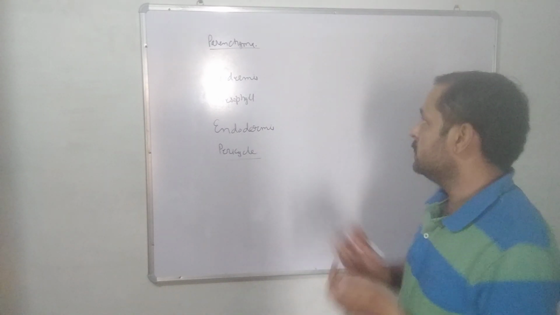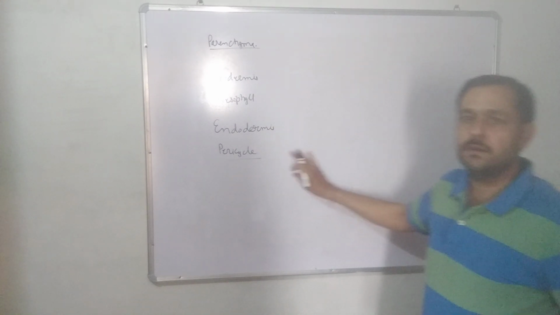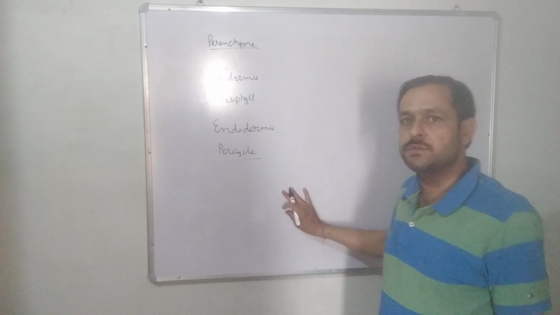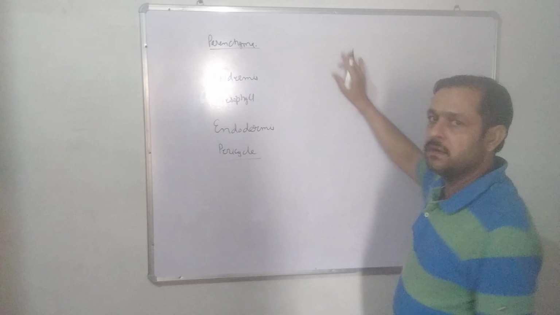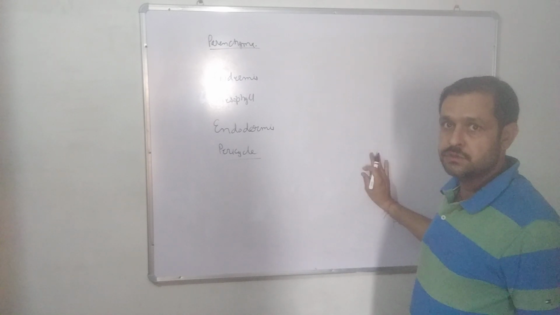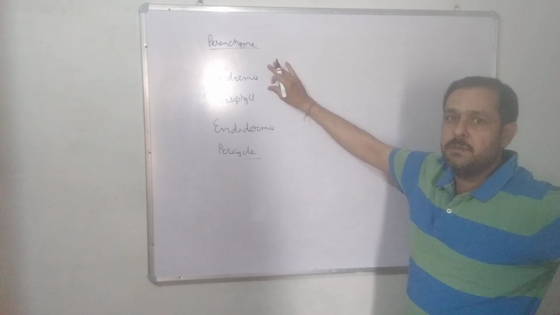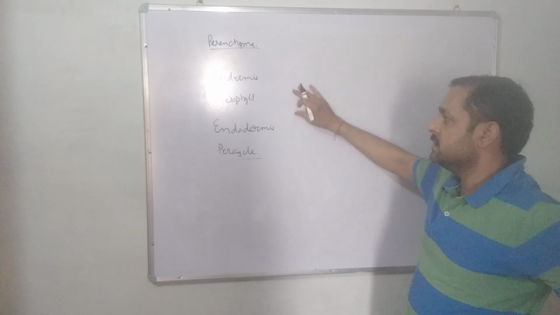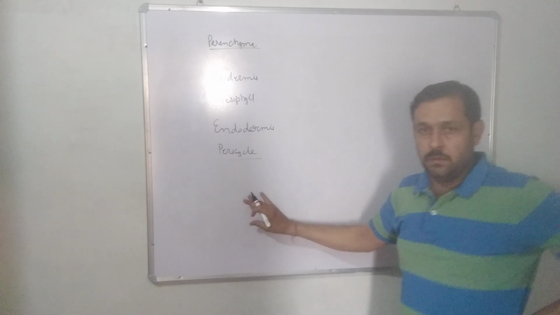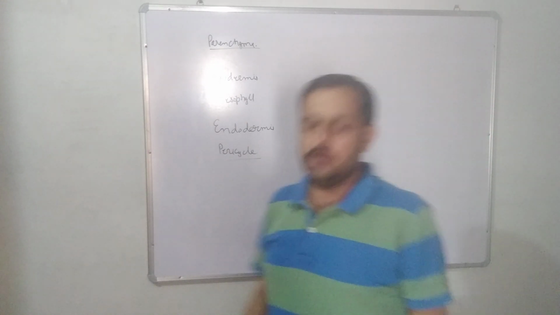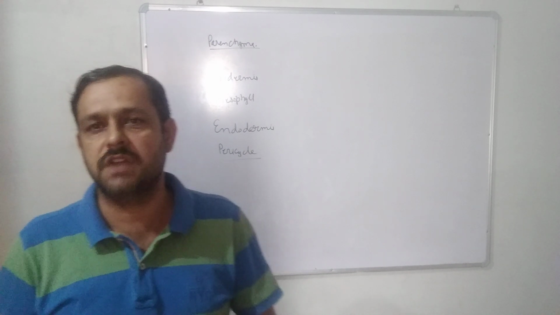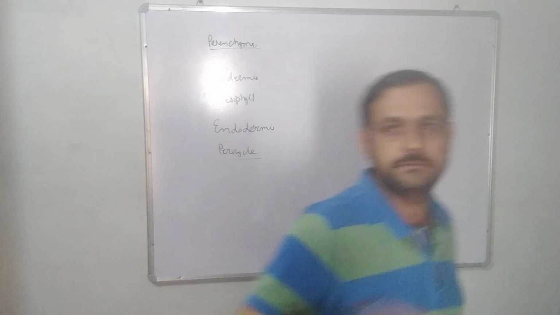and sclerenchyma. First of all, whenever we look at the structure of any root, stem or leaves, they are divided into these layers. So the first layer is epidermis, then cortex, then endodermis, then pericycle, then pith. So these are the layers of any root, stem and leaves.